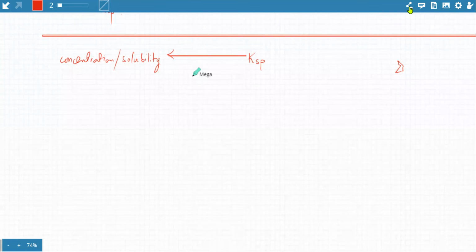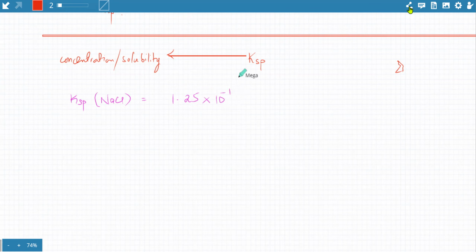And do the opposite now, which is we'll have the Ksp value and we'll try and find the concentration or solubility of the particular substance. I'm going to start off with the first one. Let's say I have the Ksp value of NaCl, and it's given as, these are hypothetical values, right? It's 1.25 × 10^-1 mol² dm^-6. And they're asking me to tell them what the concentration of NaCl is.